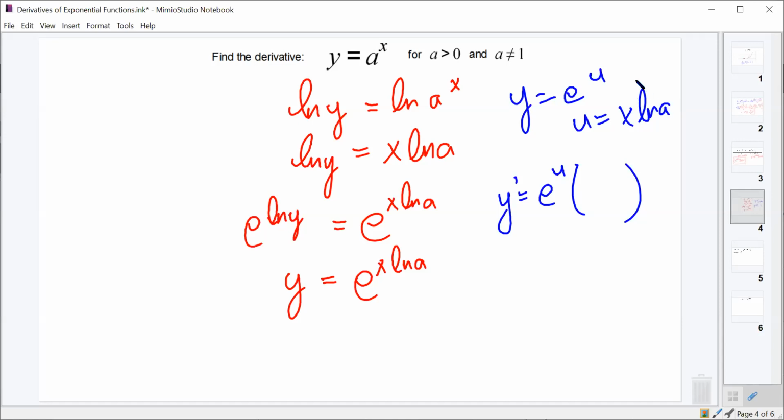So I'm trying to take the derivative of some number times x. What's the derivative of a number times x? The number. It's just that number. So the derivative of x ln a is just ln a. So we've got y prime should be equal to e to the u, e to the x ln a, times the natural log of a.